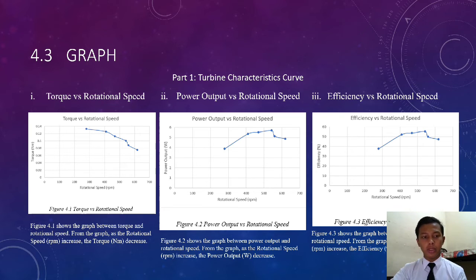For the first graph, we can see the torque against rotational speed. From the graph, as the rotational speed increases, the torque decreases. Then the second graph is the power output against rotational speed. From the graph, as the rotational speed increases, the power output decreases. The third graph is the efficiency against rotational speed. From the graph, as the rotational speed increases, the efficiency decreases.